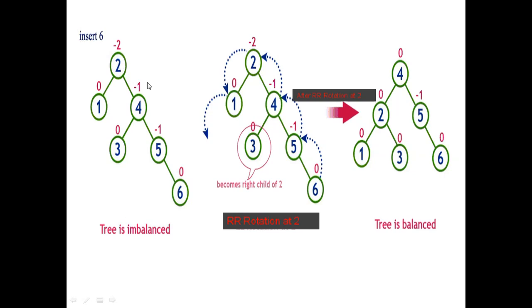So for RR rotation we'll have to move this to the left hand side. So when it goes down, what about this 3? 2 will go down, 1 will go down, this 4 will go up. See here, this 4 is going to be up, 2 will be cut down, 1 will be cut down. What about this 3? 3 becomes the right child of 2. It will become the right child of 2 itself.